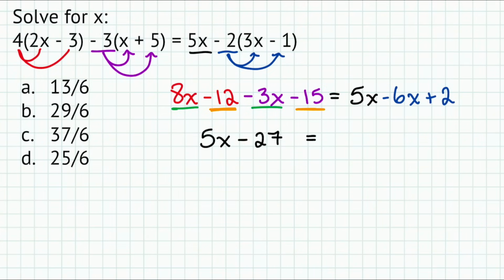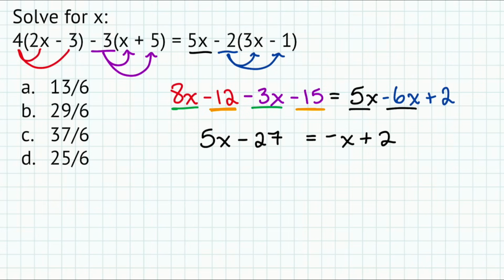On the right side, what do we have? We have 5x minus 6x, and that would be -x. And then we have +2. All right. Look at this. Take a moment to just take this in. This is a little easier than before, right? A little more manageable than before.